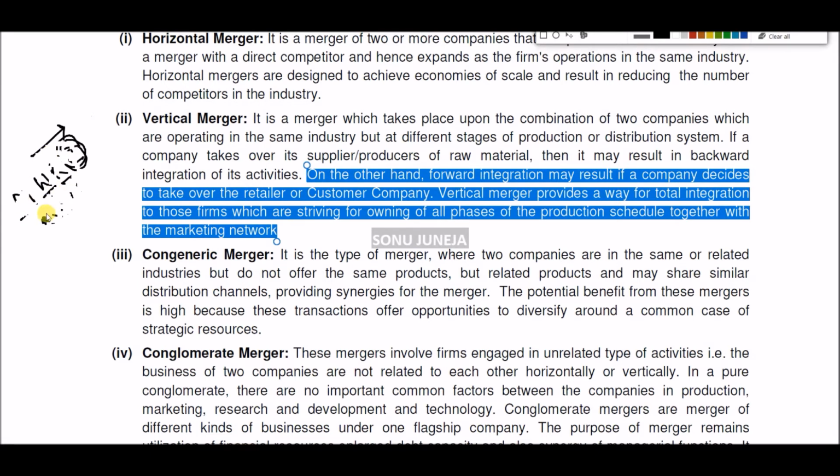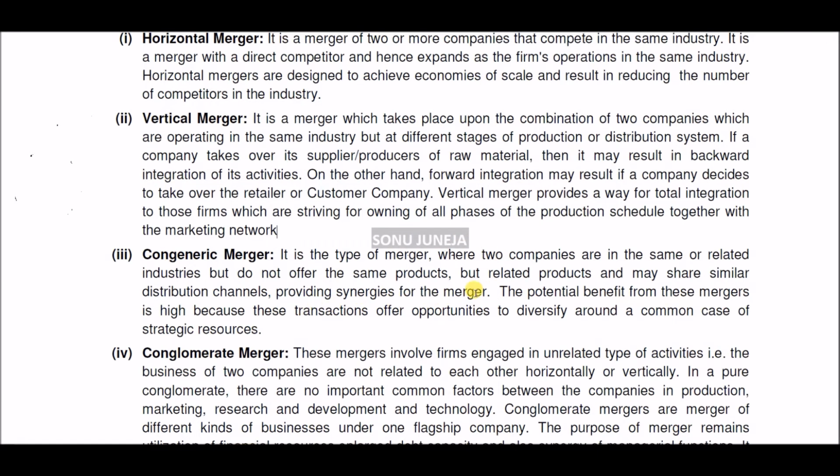Now this is how it goes with respect to the co-generic merger. Co-generic merger is a kind of merger where two companies of the same related industry do not offer the same products. Same industry but no same products, but related products, and may share similar distribution channels. Related products could be pens. Apart from pens, what else can you consider? Computers, laptops. Now the providing synergy, but pens again do not offer the same product. Not the same product, but related or similar products: laptops, mobile phones, devices, computer peripherals, all these things. Providing synergies for the merger.